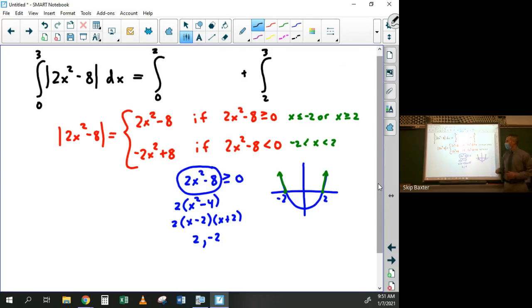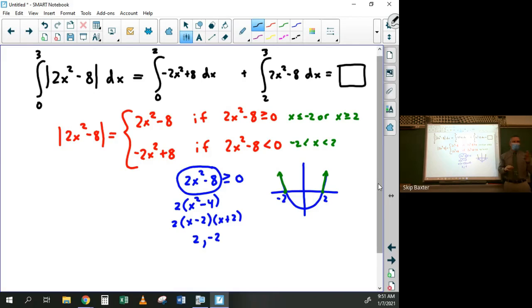Which function is it between 0 and 2? The bottom one. Negative 2x squared plus 8. And between 2 and 3, it's this function. So this is going to be 2x squared minus 8. And then that's it. Whatever your calculator says, that's the answer.